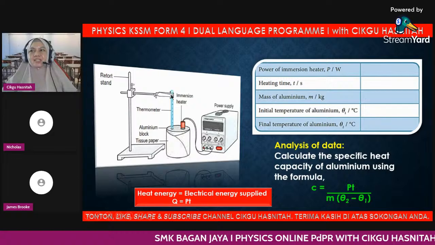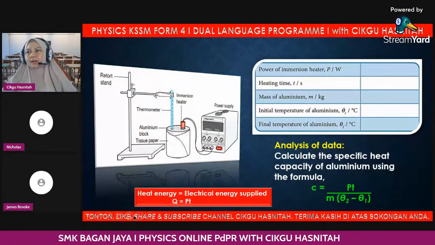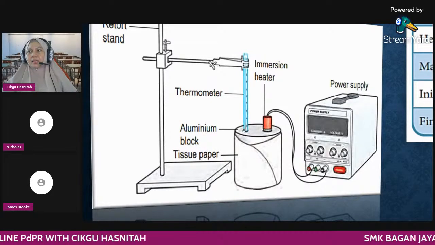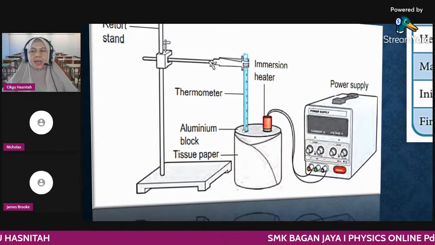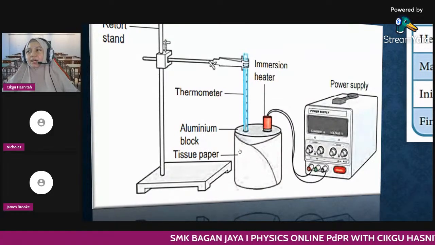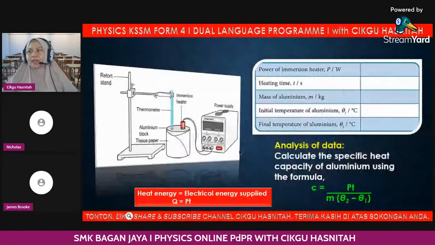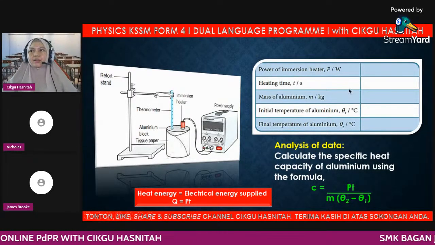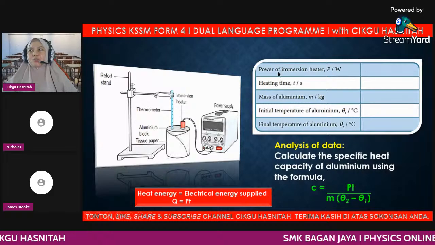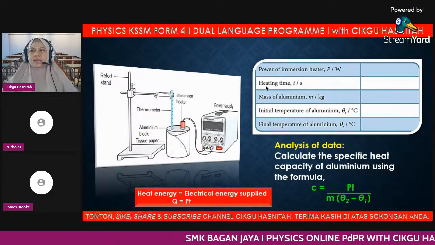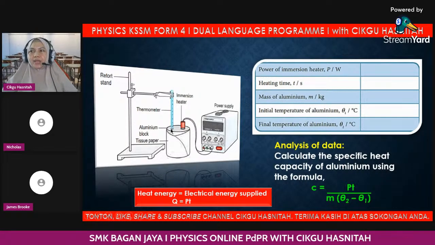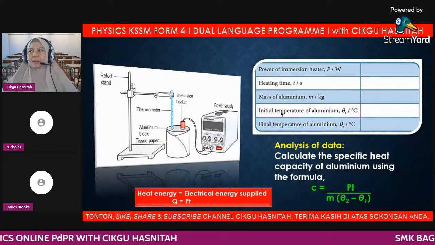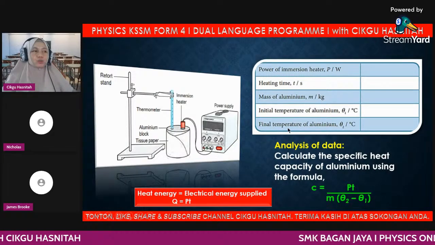And this is where we insert the thermometer. There is a hole there, if I can zoom for you. There is a hole here where we place the thermometer in. So it will record the initial and final temperature of the aluminium block. And these are all the particulars we have to record during this experiment: how much power is supplied from the heater, the heating time, and the mass of aluminium. Before that, we have to measure. Again, you kena timbang dulu berapa, and the initial temperature and the final temperature as well.